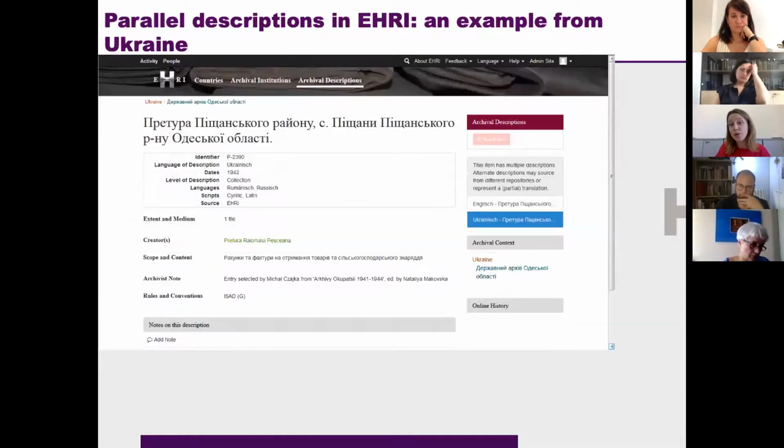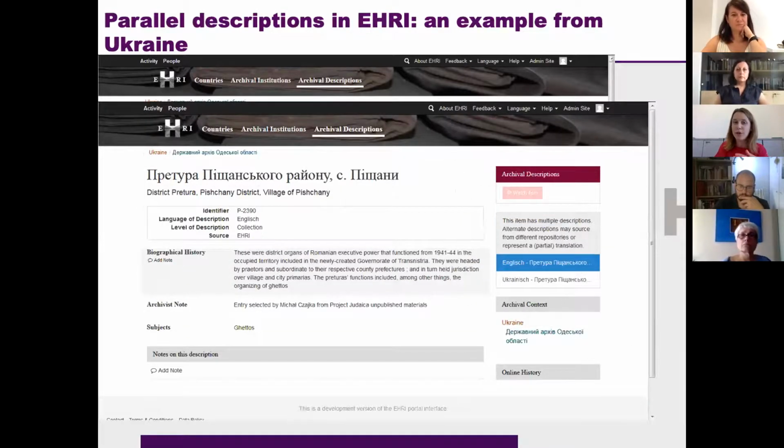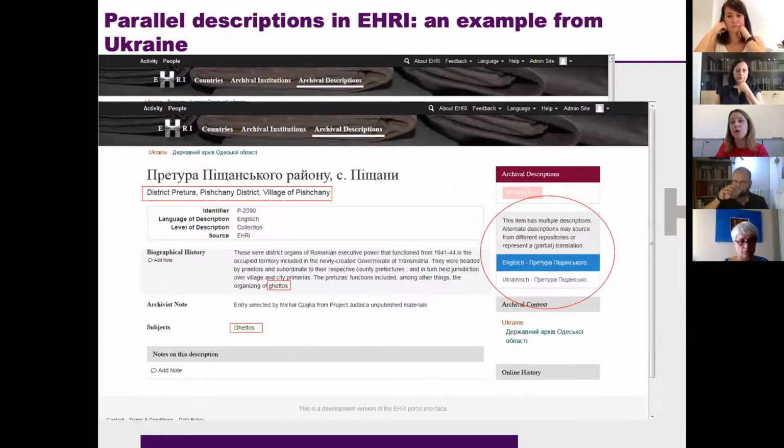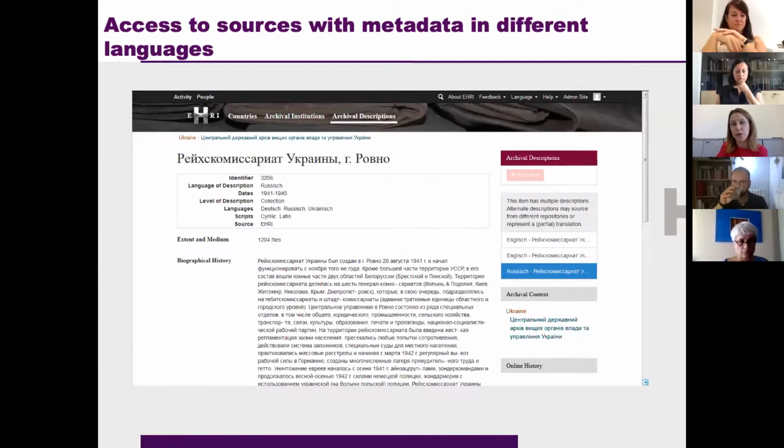Within ERI, we also bring in parallel descriptions so that multiple languages, as you can see in this case, English and Ukrainian, can be read simultaneously so that people can switch from one to the next, because the sources may be in German and the German researcher may be helped by the Ukrainian or he may be helped by the English. So we're trying to merge all of this together so that people can really find their way in there, and also you can switch the language of the portal itself.